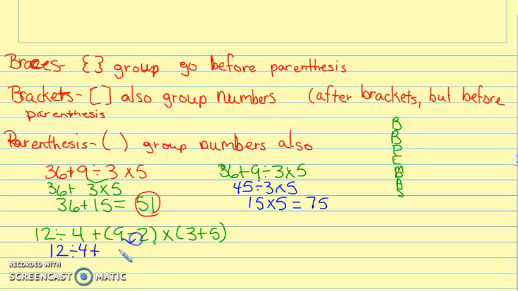So 9 minus 2 is equal to 7. 3 plus 5 is equal to 8. Okay, now we can do our order of operations. Again, we go from left to right, so we will do our division problem first. 12 divided by 4 is equal to 3. Plus, and then we can do our 7 times 8. And 7 times 8 is equal to 56. And 3 plus 56 is equal to 59.